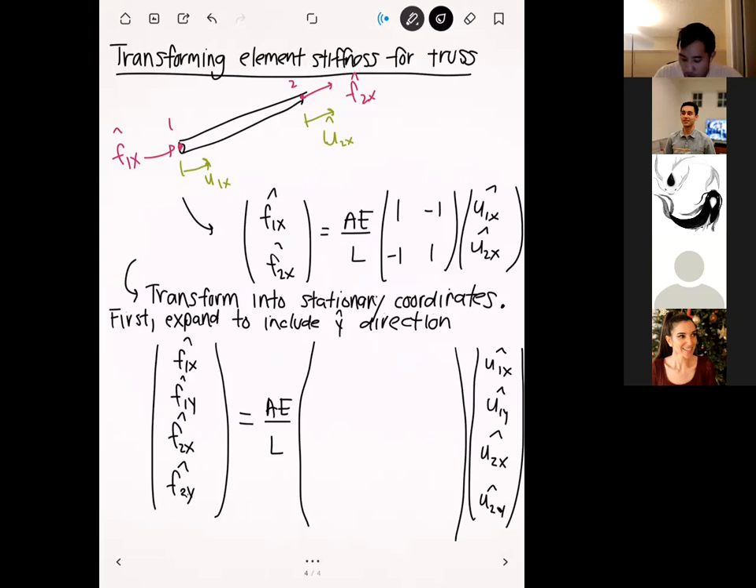I know that we've expanded the system to include y, but since y wasn't in the original system, we can just place zeros whenever we have a y term. And so the expanded matrix looks something like this.